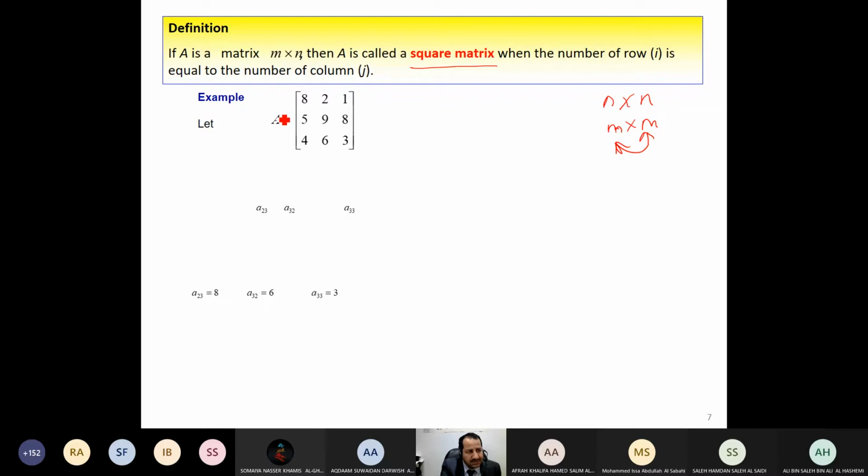As an example, you see this matrix A, it has 3 rows, 1, 2, 3. So I write 3 times 3 columns, 1, 2, 3. So this is a square matrix. I call it a square matrix.